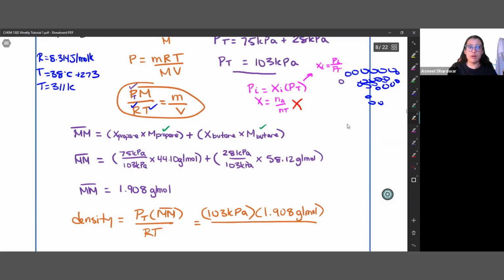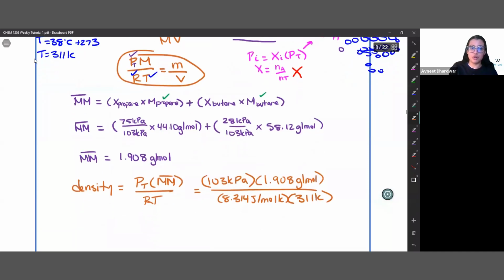R, remember we want to use 8.314 here because the pressure has units of kilopascals. And for temperature, you want to make sure you're plugging in Kelvin, so that's 311 Kelvin, we said. And now we've just solved for the density of the mixture. So the density of the mixture is 1.91 grams per liter.